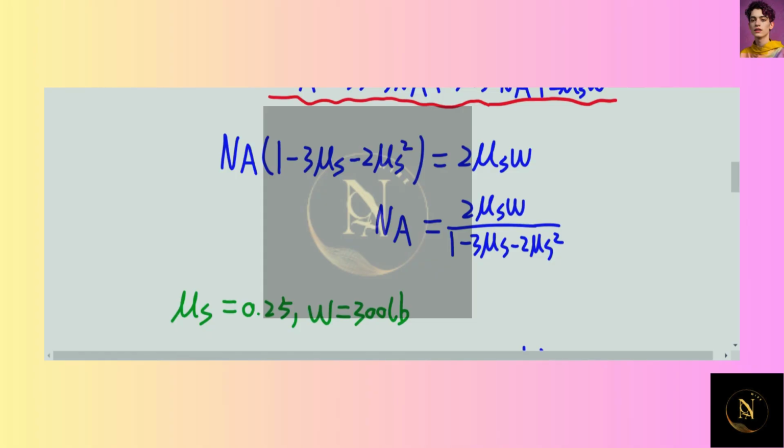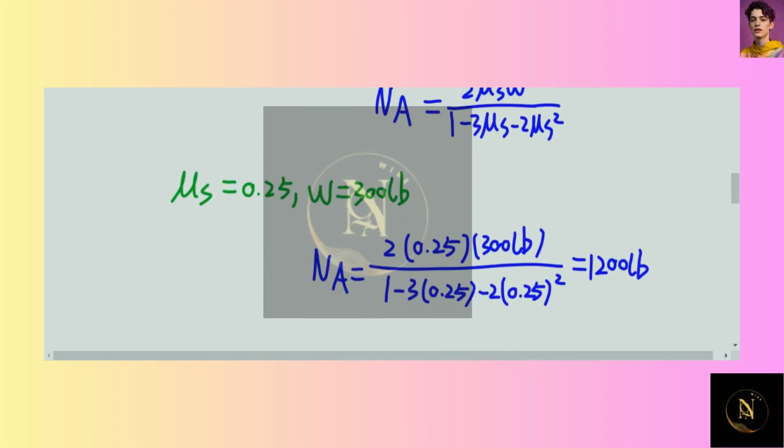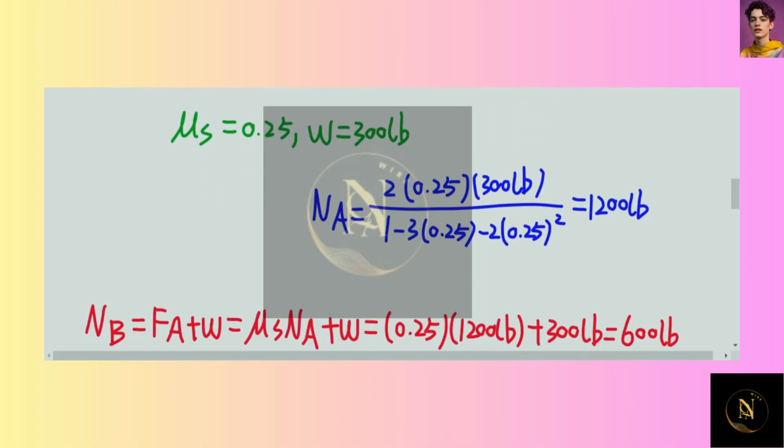If we plug back into the equation with these values here, we'll have the normal force at point A is equal to 1200 pounds. So now we can determine the normal force at point B, which is equal to Fa plus W, and Fa is equal to mu s Na. So we have mu s Na plus W is equal to Nb. If we plug in the values, we'll have 0.25 times 1200 pounds plus 300 pounds, and this is equal to 600 pounds.